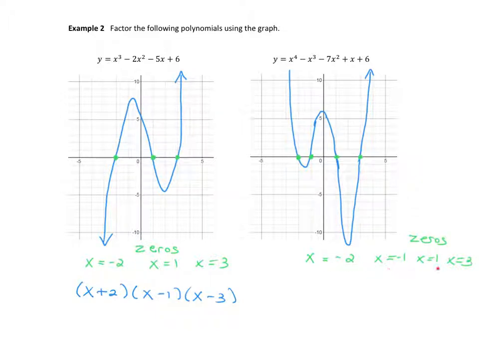You can do the same thing over here. Again, we can list out all of the corresponding factors. It's going to be x plus 2, x plus 1, x minus 1, and x minus 3. If you multiply these four factors together, it would take you back to this original equation. So by using a graph, you can very easily factor your polynomial.